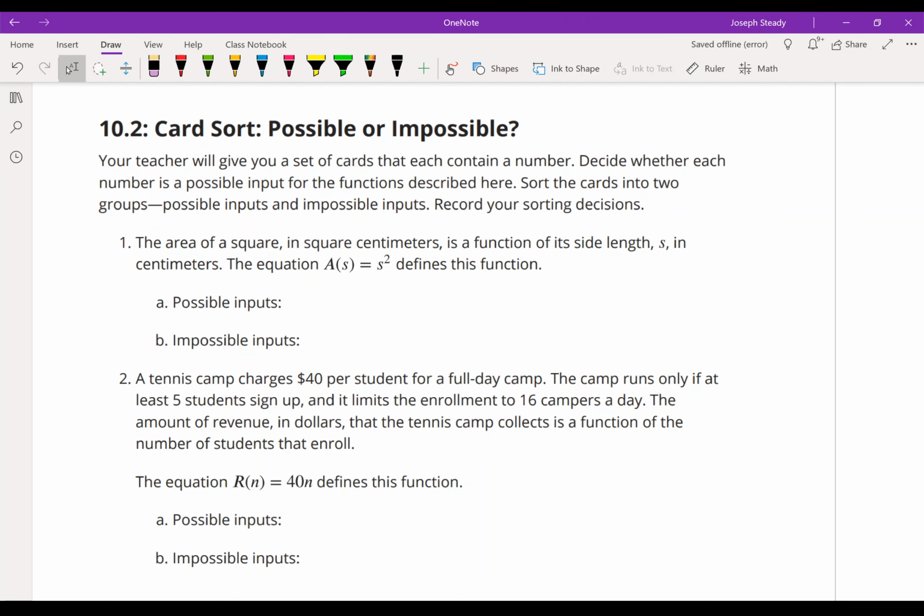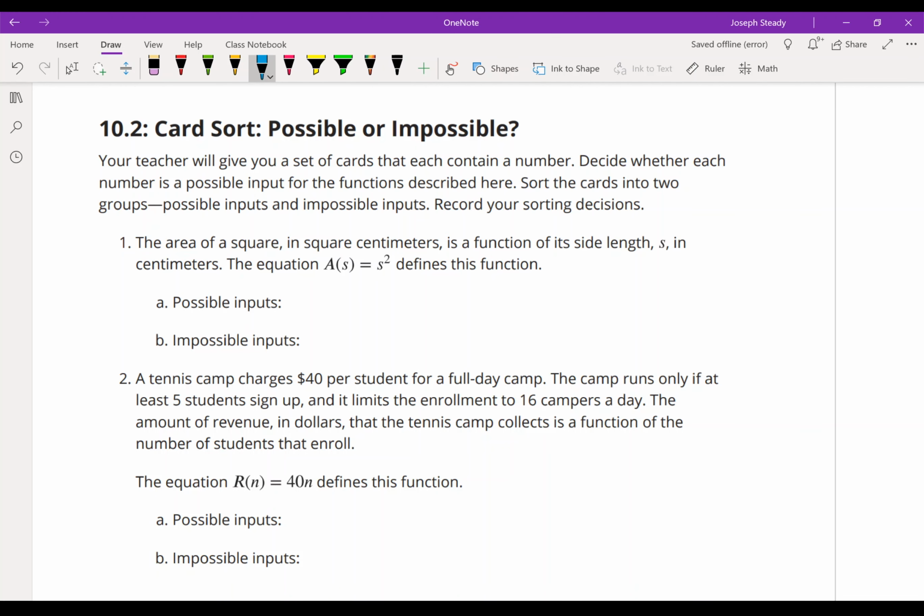In this video, we're going to look at problem 10.2, except we're not going to do the whole problem because we're going to be spending some time in class going through this in small groups. So in this problem, all we are asked to do is decide from a big list of numbers if they make sense or don't make sense as inputs to a certain scenario.